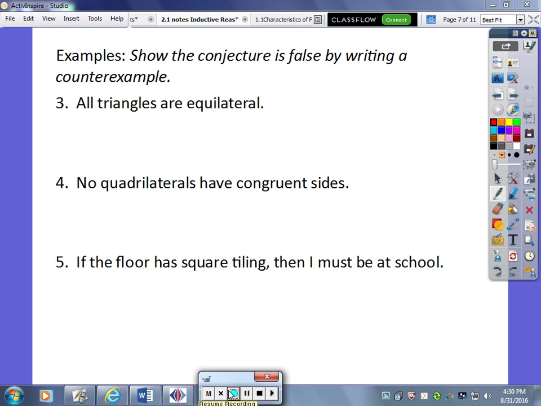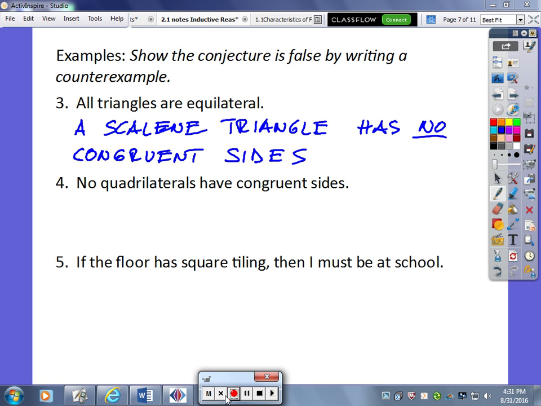Let's look at the next 3 examples and show that the conjecture is false by finding and writing down a counterexample. Number 3, all triangles are equilateral. Well, there is a scalene triangle, and scalene triangles have no congruent sides. So a scalene triangle is a counterexample for this first conjecture.